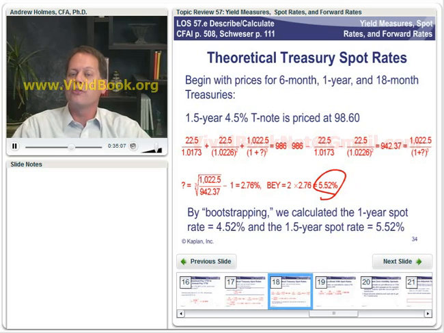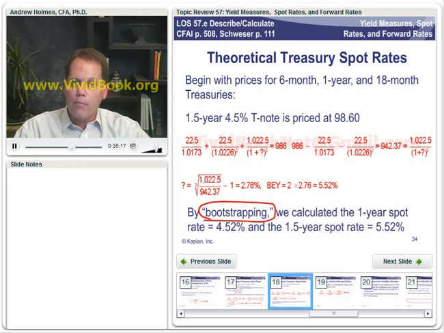So anyway, that is the process of bootstrapping. I think this process of bootstrapping spot rates is certainly something that could show up on the exam, but it is far more important that you understand what a spot rate is, even if all of the algebra here is something that you don't particularly like dealing with. So we can calculate these rates, but being able to use them is even more important.